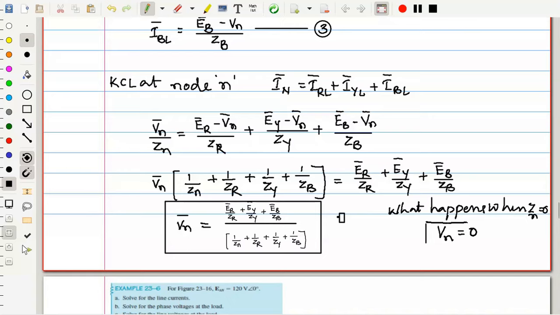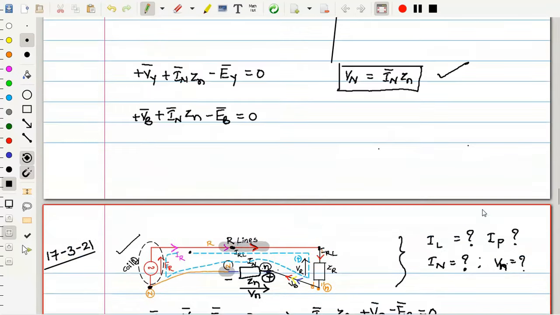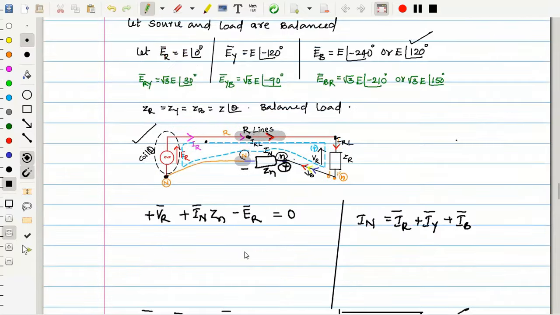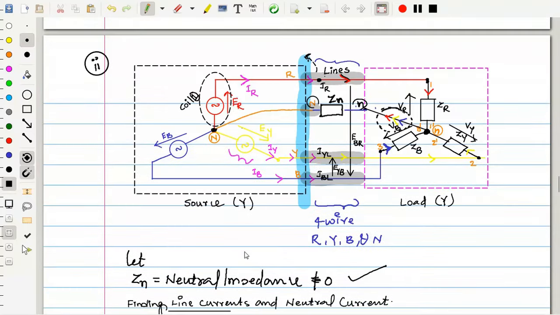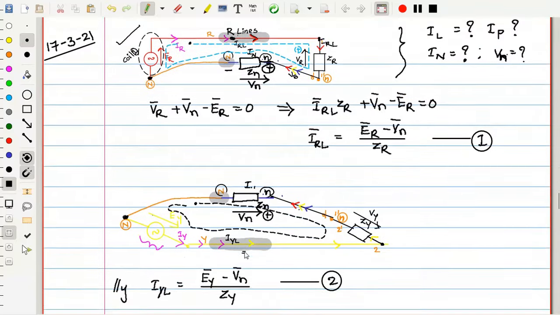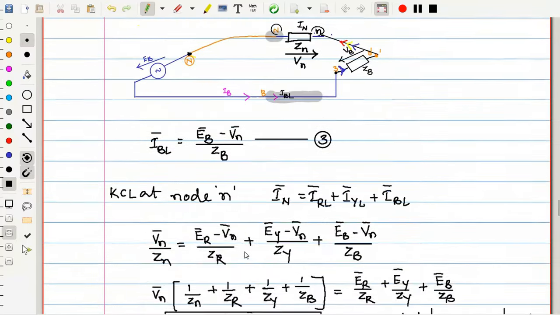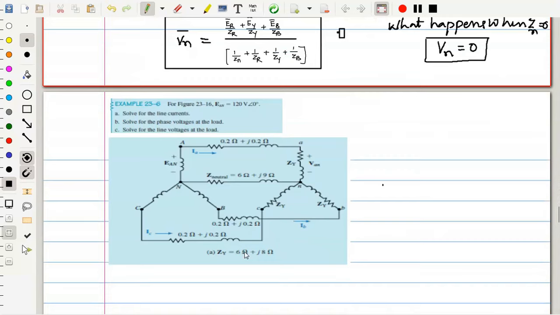That means you need not determine all these expressions and the entire thing. Zn equal to 0 means the voltage drop across the neutral line is 0. If Zn is 0, the voltage is the current times the impedance, so impedance 0 means Vn is 0. That is a very good observation. Some other observations I will give through numerical examples. Just going through these non-numerical derivations may not give the flavor of the subject, which is why I thought to give some numerical problems.